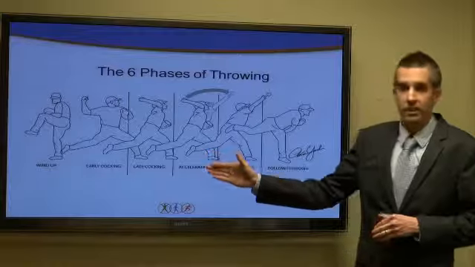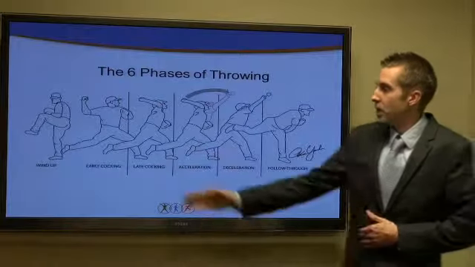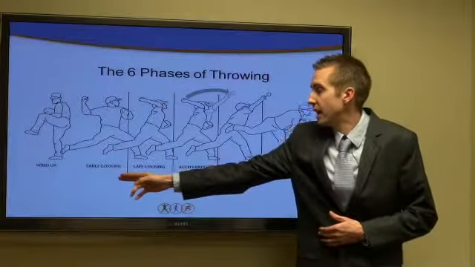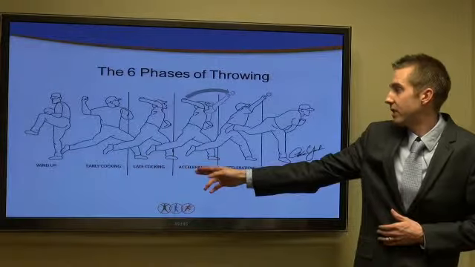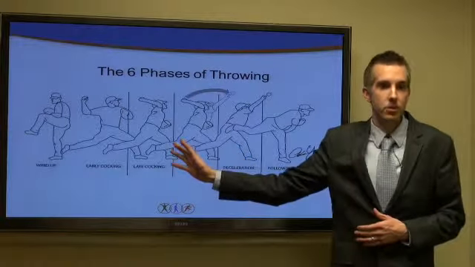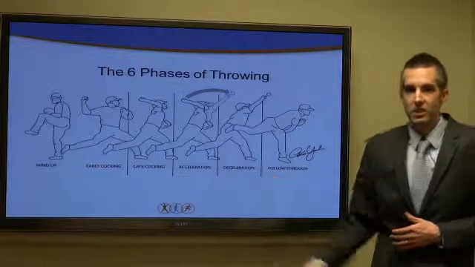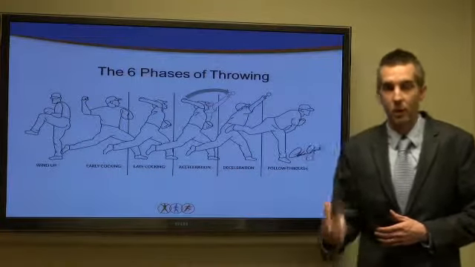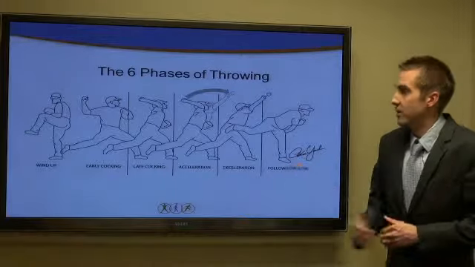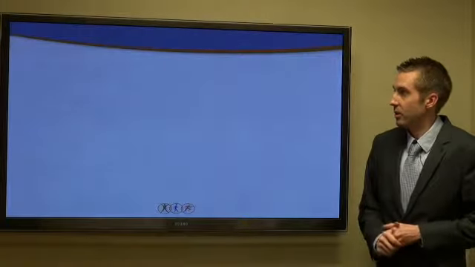Six phases of throwing. This kind of gives you a better visual. You have your wind-up, early cocking, late cocking, the acceleration. These are all big muscle groups that are firing and working. Now to the deceleration, the smaller muscles are responsible for slowing you down. So that gives you a nice visual of a pitcher going through.